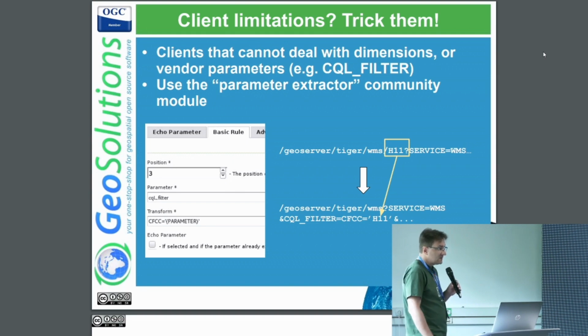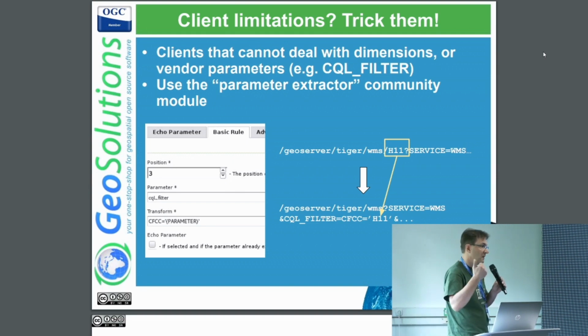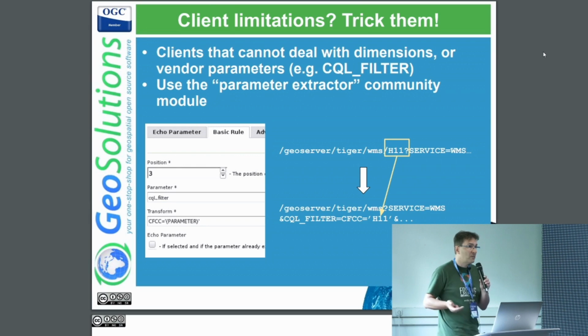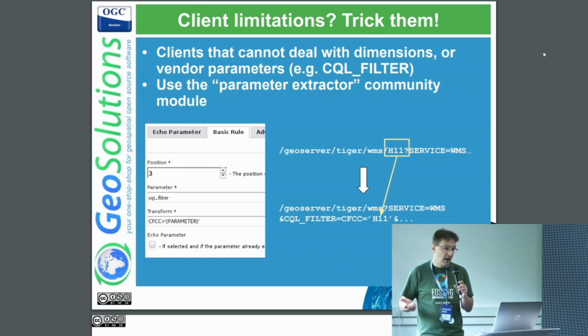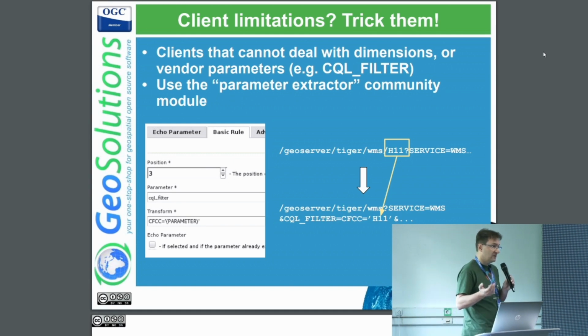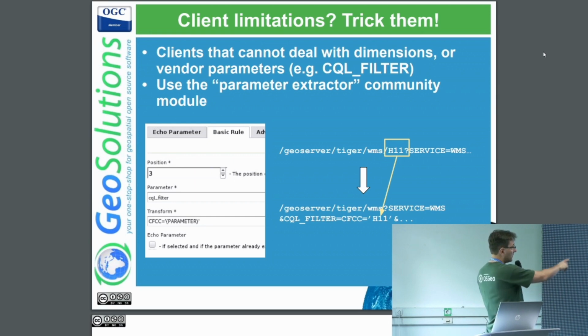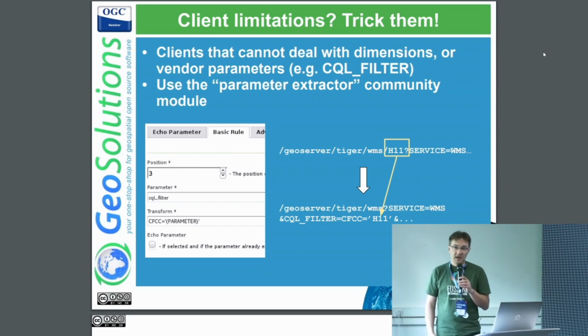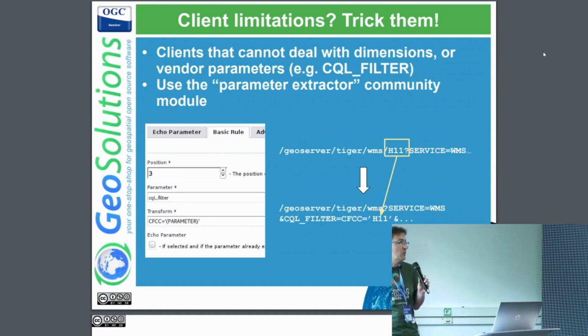Maybe you have clients that have limitations. They cannot do time in WMS. They cannot do proper filtering in WFS. Maybe they don't know about the GeoServer extensions like SQL filter. Okay, in the community section, there is a parameter extractor module that can be used to trick this client into doing dynamic filtering anyways. It allows you to configure an extraction of a parameter from the path, which you can add freely. And this module turns it dynamically into whatever extra parameter you want. In this case, I'm taking H11 from the path and turning it dynamically into a SQL filter. I can give this to ArcGIS, and ArcGIS will use SQL filter without knowing what it is.